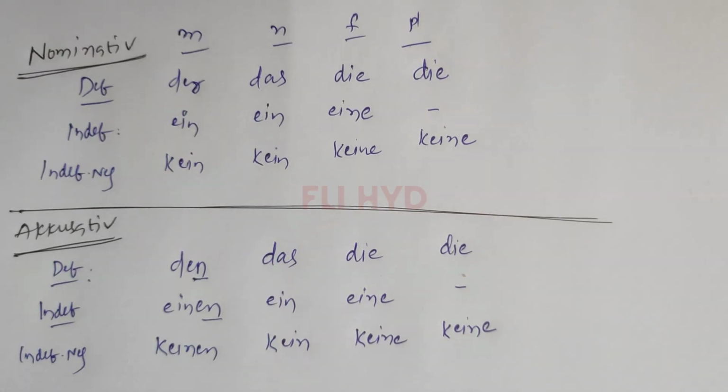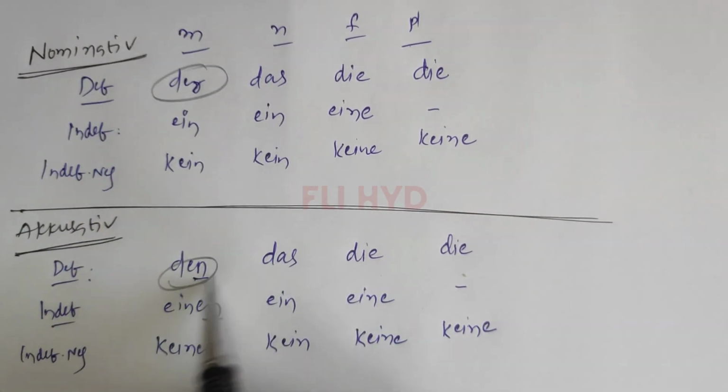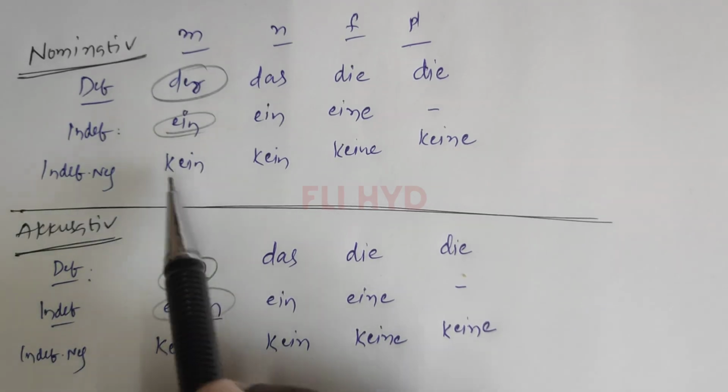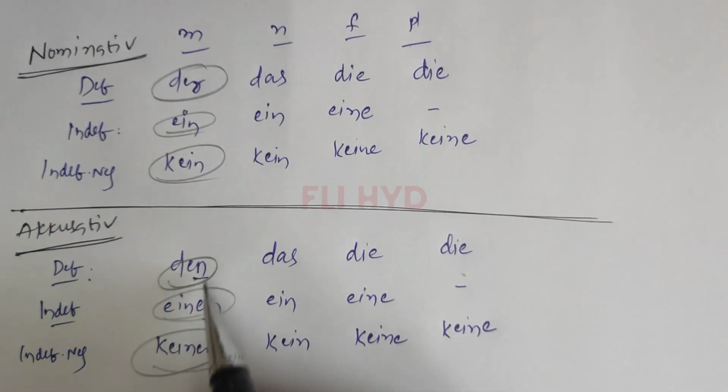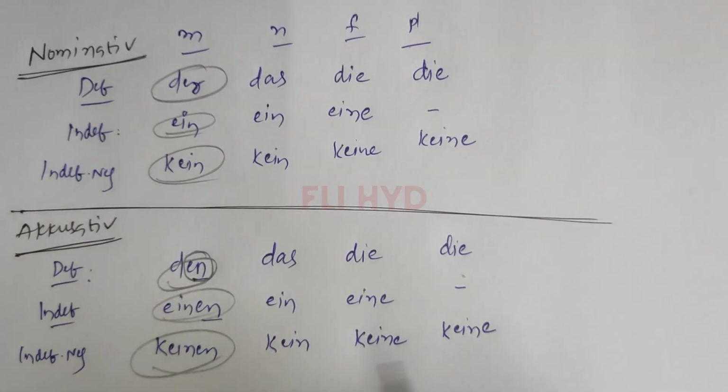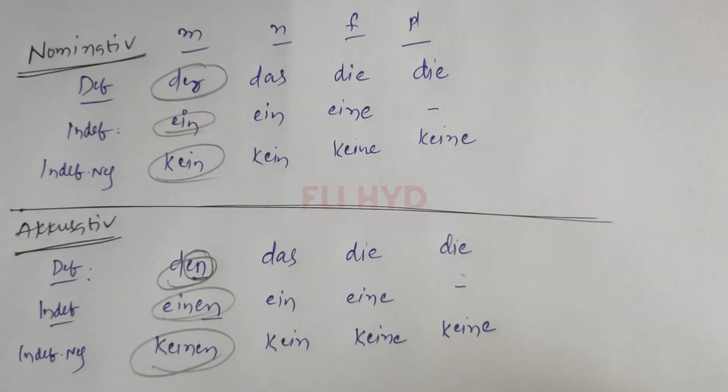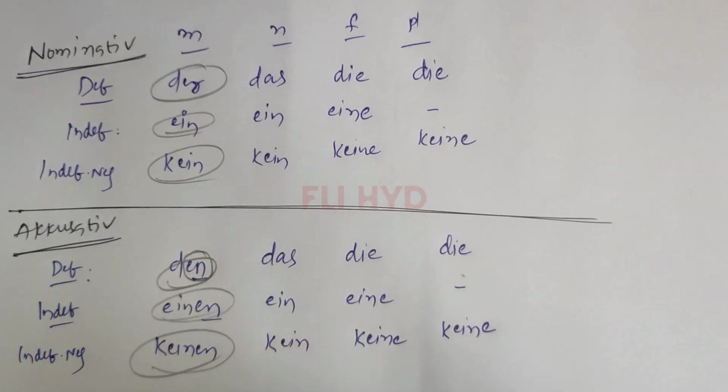So the only difference between nominative and accusative is male. Der changes to den, ein changes to einen, and kein changes to keinen. Here we are adding an extra en, and neutral, female and plural remain the same. So this is about the nominative and accusative. Nominative is talking about the subject and accusative is talking about the object.